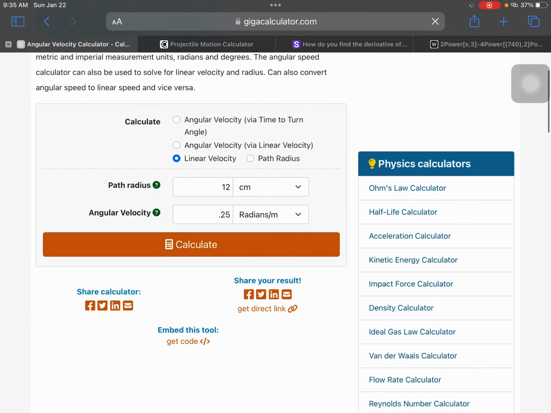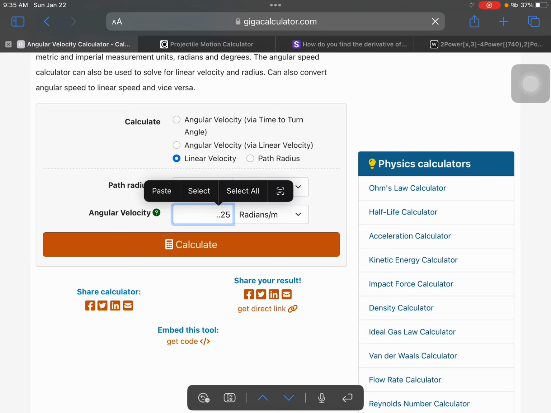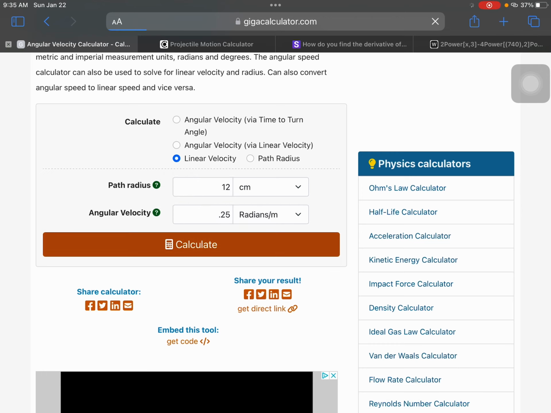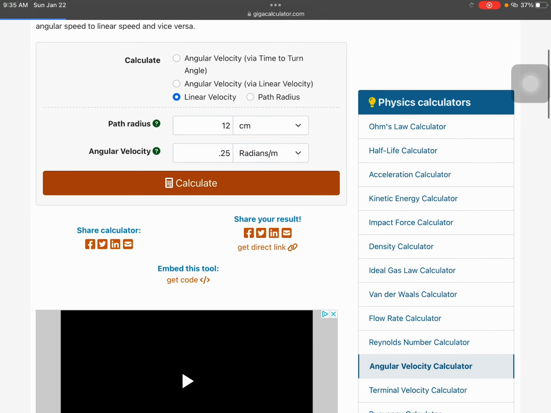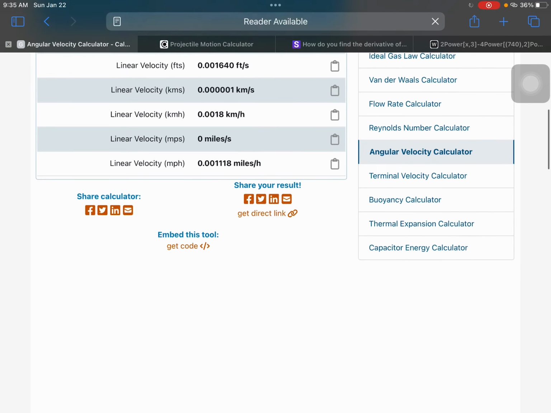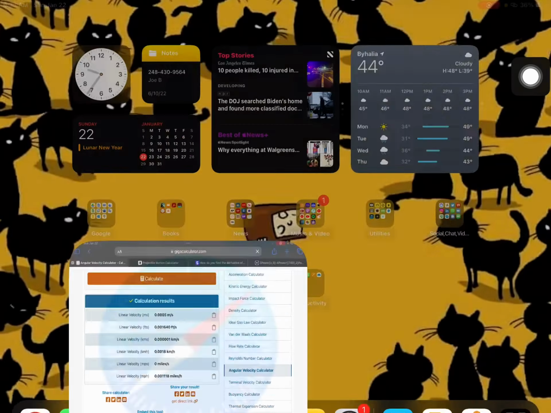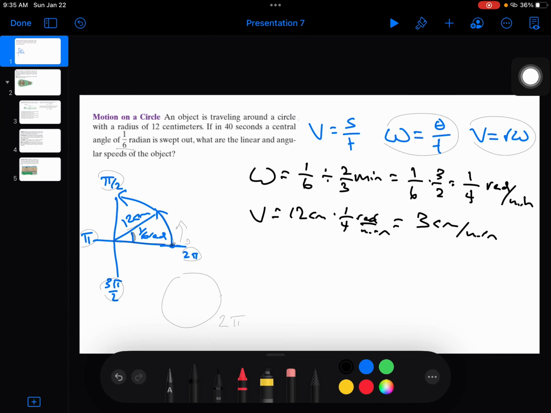And then let's look at linear velocity. 12 is our radius, and then 0.25 radians per minute was the value. Delete one of those dots. Okay, and calculate. And what do we get? 0.0005 meters per second. It won't give us our answer in centimeters per minute, which is what I calculated. So let's convert meters per second into centimeters per minute.